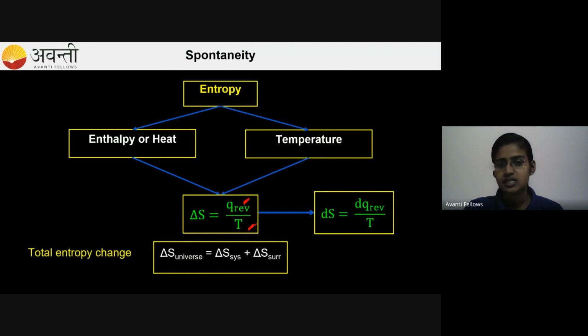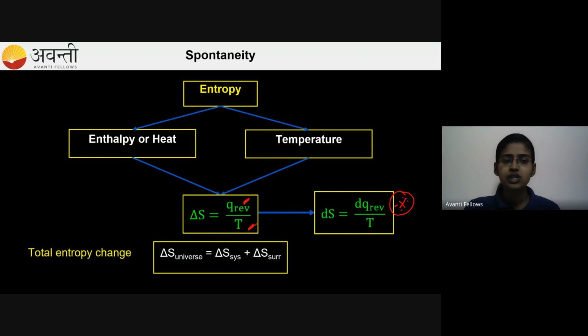This delta denotes the large change. If I put d, it denotes the small change. So the small change in entropy, that is dS, is equal to the small change in heat divided by temperature. So dS is equal to dQ divided by T. Again, this formula is very, very important. You have to note down both the formulas.